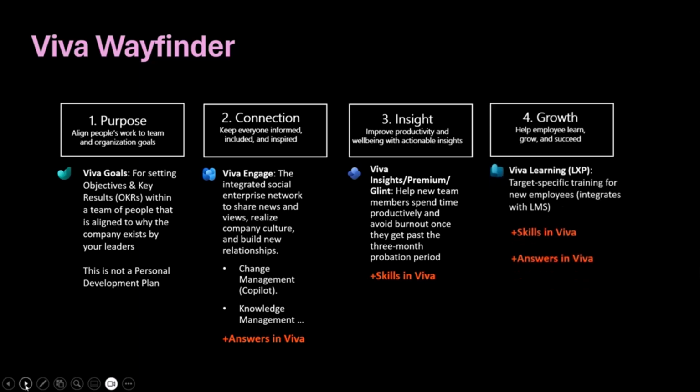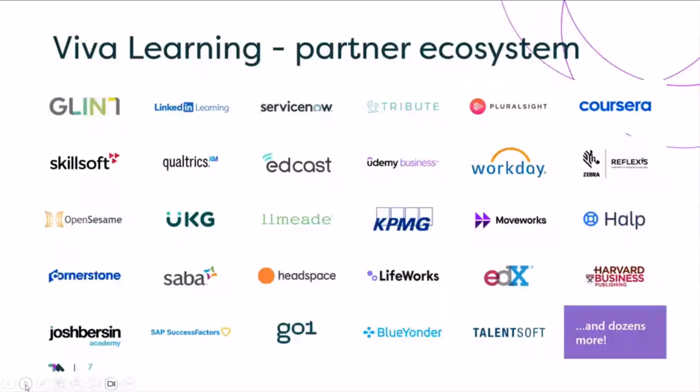And then we've got growth, and we've got here Viva Learning. So this is an LXP, a learning experience platform that integrates with learning management systems. And we've got lots of these. The white signifies product groups, and the red signifies features within maybe 2 product groups. That's why we've got Answers in Viva and Skills in Viva rather than Viva Goals or Viva Engage. These are the partner systems, the partner companies that are part of Viva Learning. There's probably even more of them now that have been acquired or are in partnerships with Microsoft. So this is building and building.